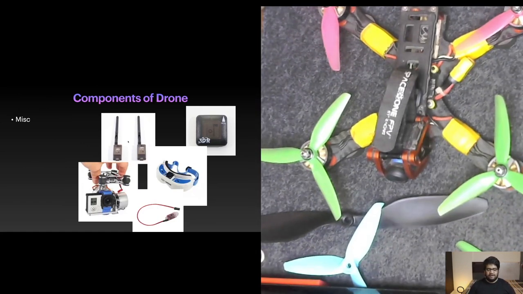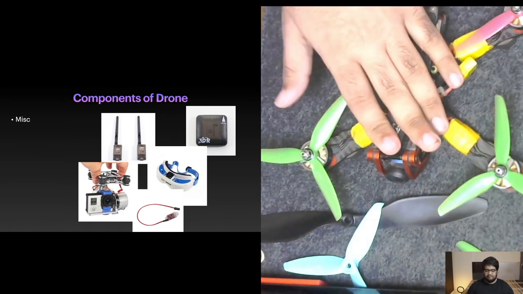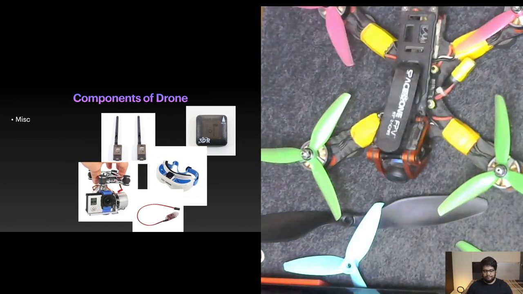So you have a telemetry radio to check your drone's current speed, current consumption, and current battery voltage. You have a GPS receiver to know the drone's current latitude and longitude. Then you have a GoPro or HD camera with a gimbal if you want some nice recording. You have goggles or a screen where you can see the live video feed coming from the drone.